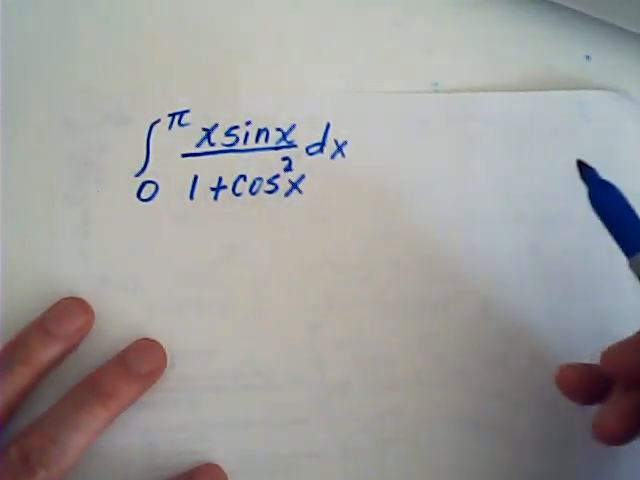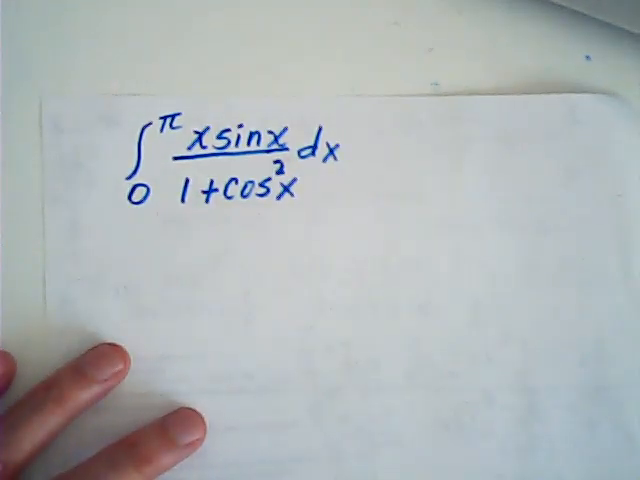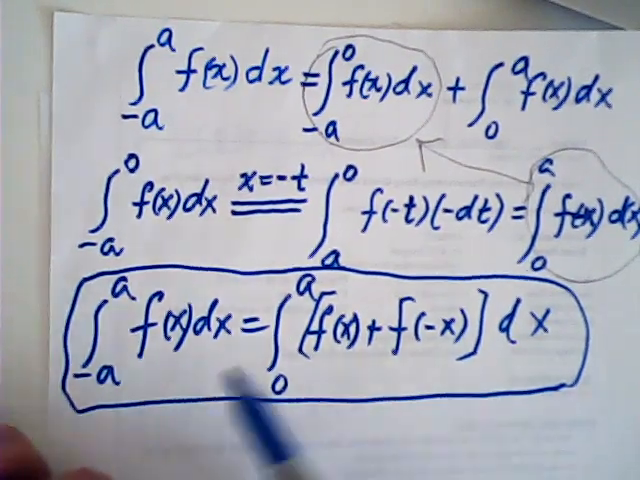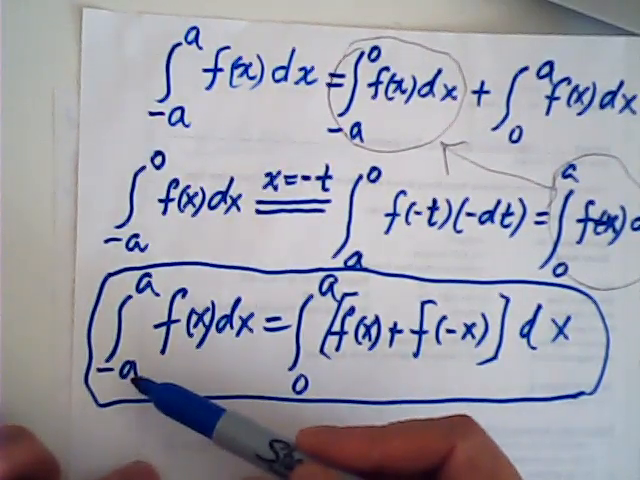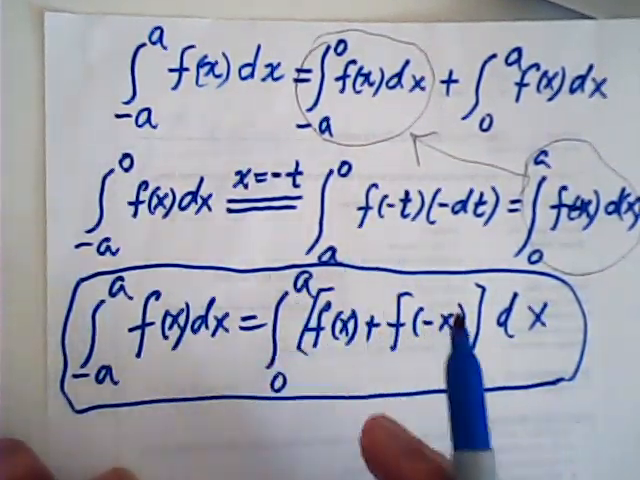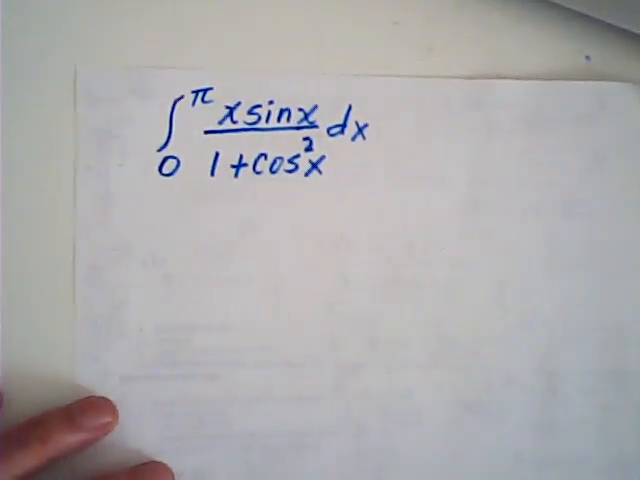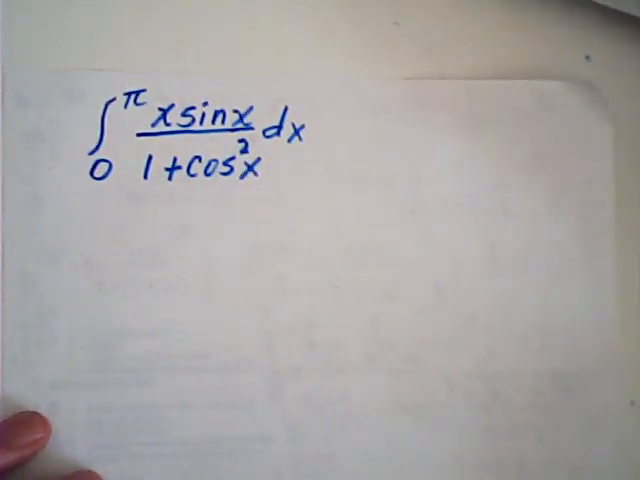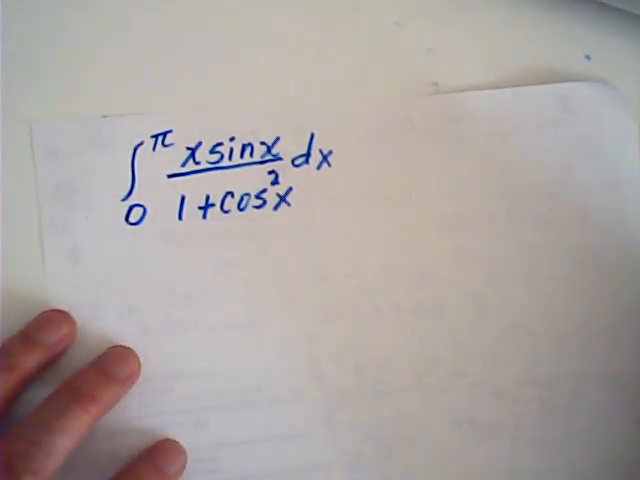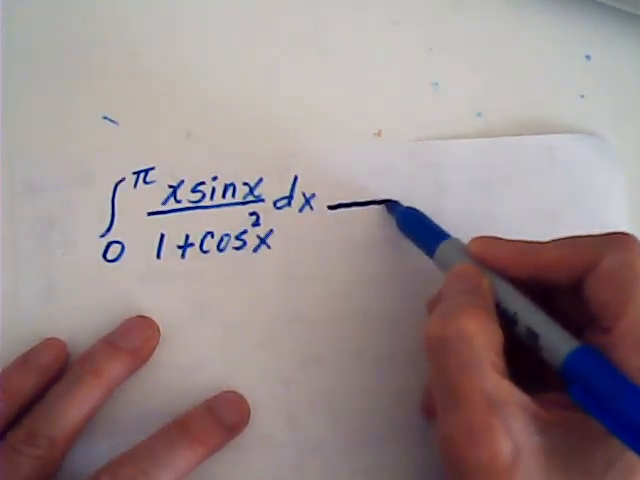This integral is from 0 to pi, therefore it does not satisfy this property, right? So you must have from minus a to positive a, a kind of symmetric interval. So we have to create that, if possible. Well, how do we do it?